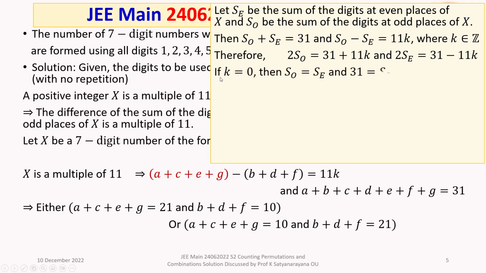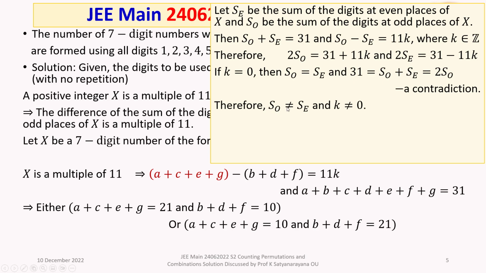Suppose you say k is equal to 0. If k is equal to 0, then SO minus SE is 0. That means SO is equal to SE. Then 31 is equal to SO plus SE, and SO is equal to SE, therefore this will be 2 times SO. And 2 times SO is even, 31 is odd. This is not possible. Therefore, k is equal to 0 will not arise. Therefore, SO is not equal to SE and k is not equal to 0.